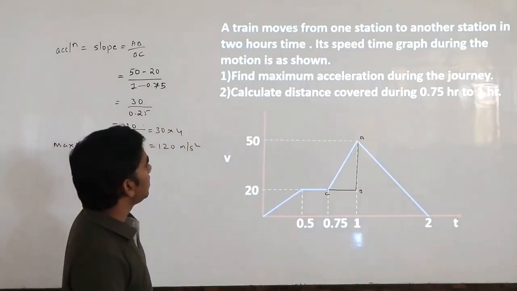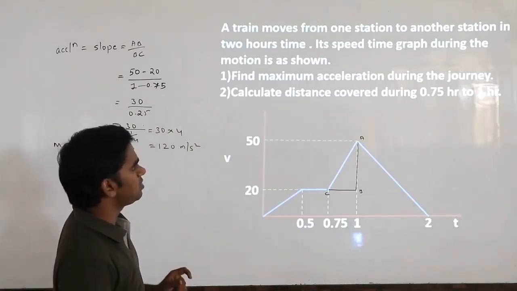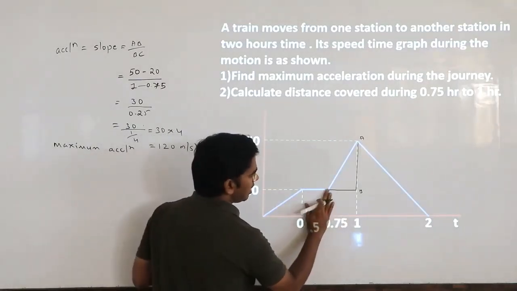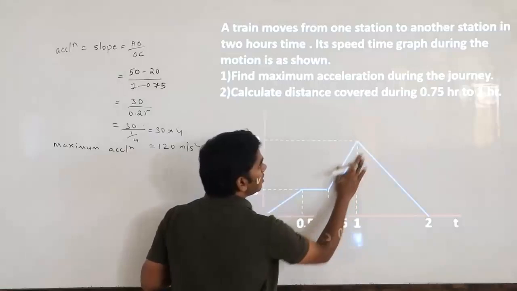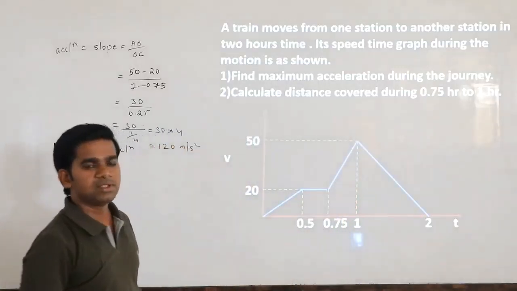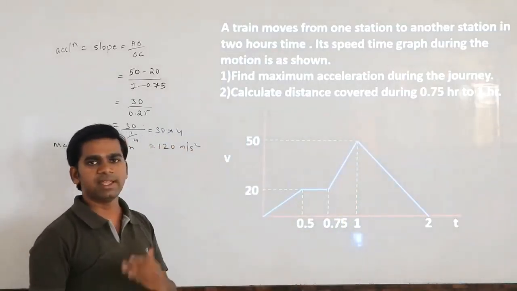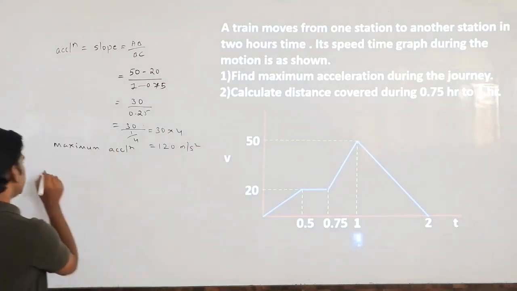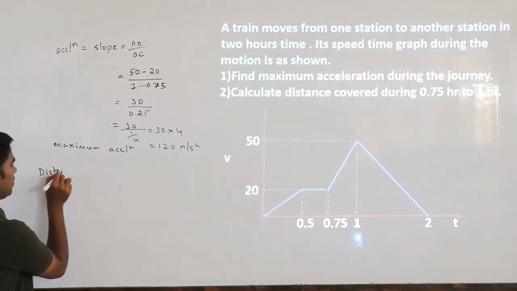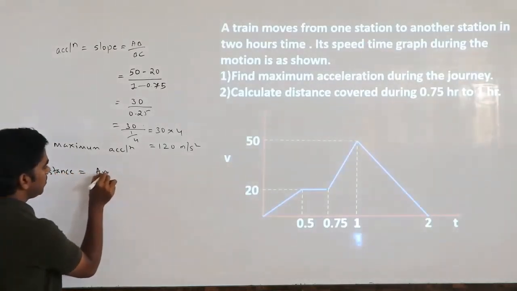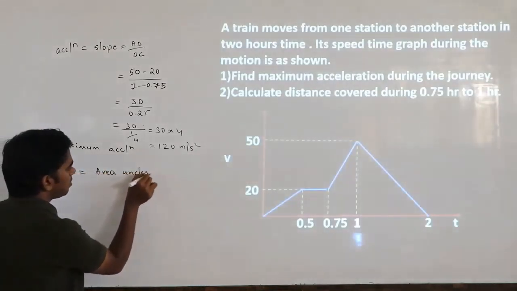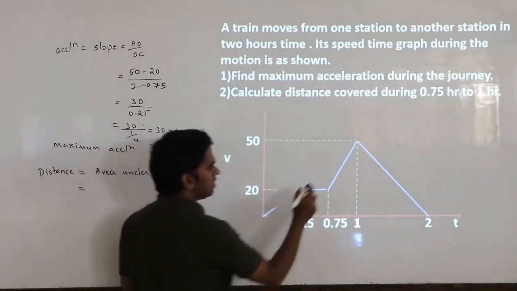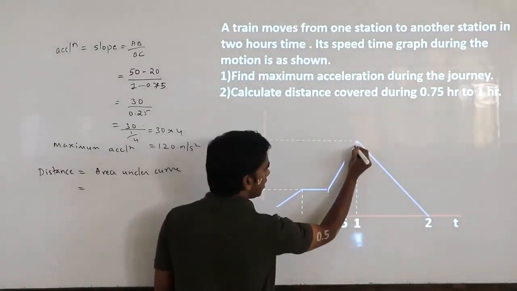Second one. Calculate the distance covered during 0.75 hour to 1 hour. They are asking for distance. From a speed-time graph, you can calculate the distance with the help of the area under the curve. So distance is equal to the area under the curve. What are the areas? This total area is this much.